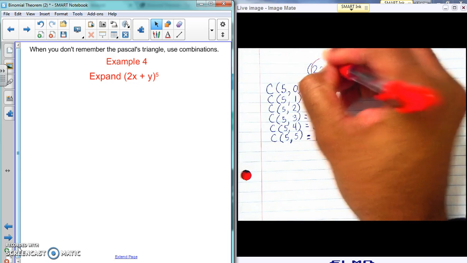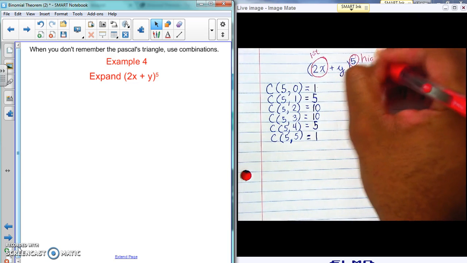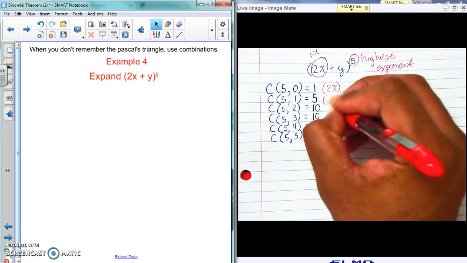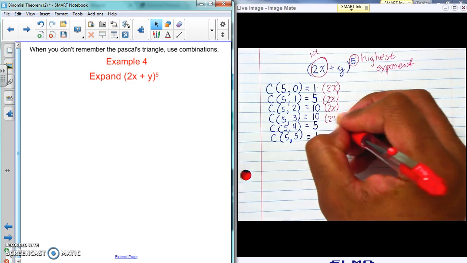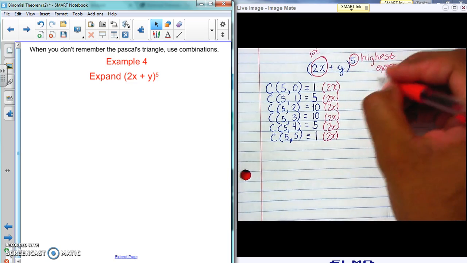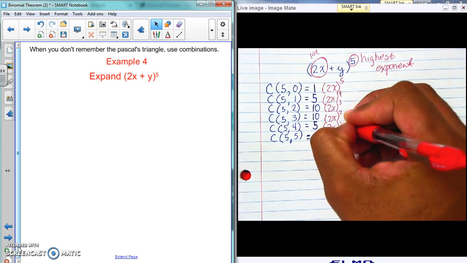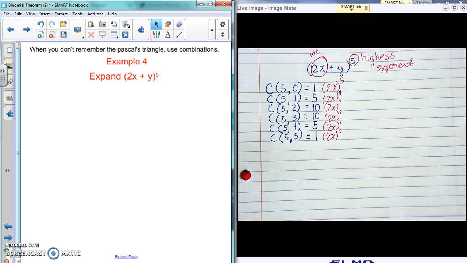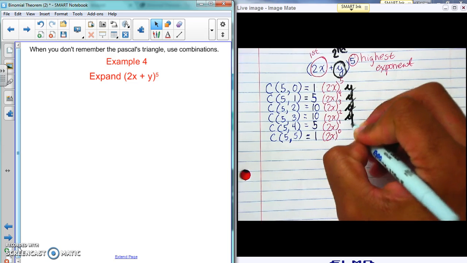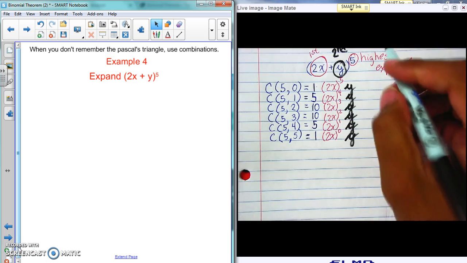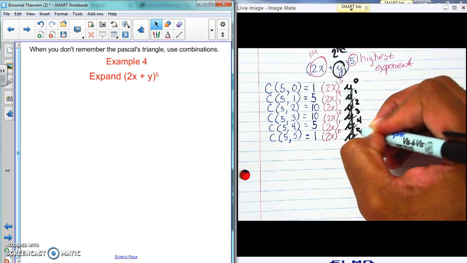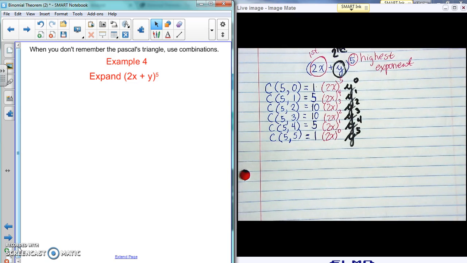All right, so again, this is our first term. It's our highest exponent. So again, we write these down. The 2x, 2x, 2x, 2x, 2x, 2x. Again, we start off with the highest exponent and we go down until we get to 0. So 5, 4, 3, 2, 1, and 0. Right, and then we deal with our y's, or our second term. So y's. And again, we start with 0 and go up to the highest exponent. And again, get rid of those terms that have the 0 exponent.